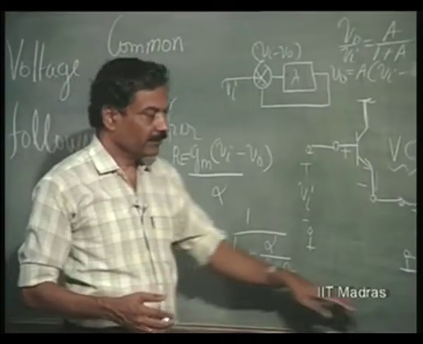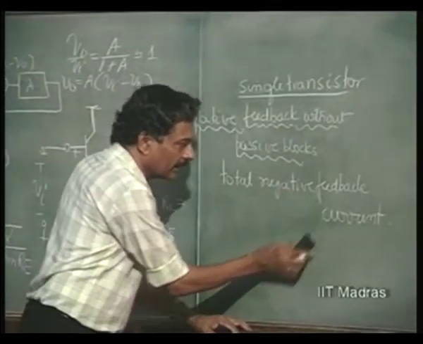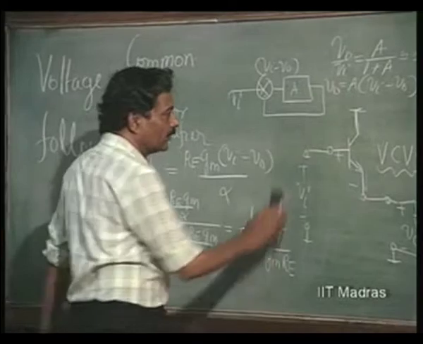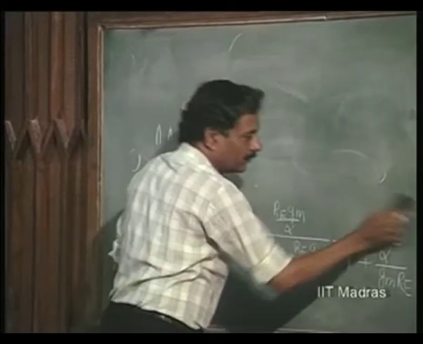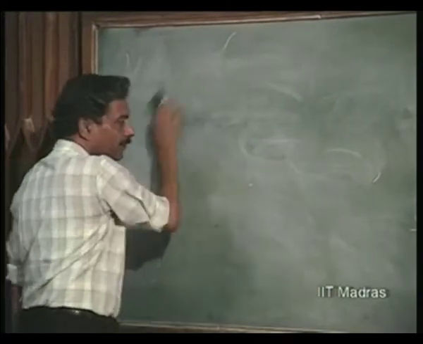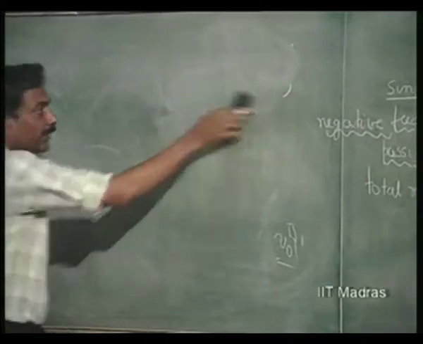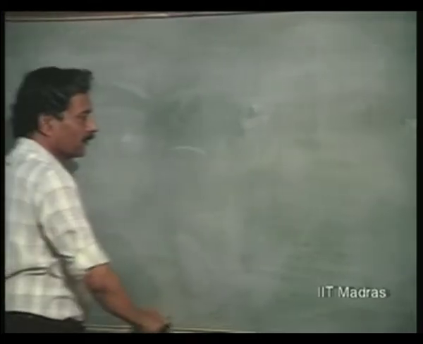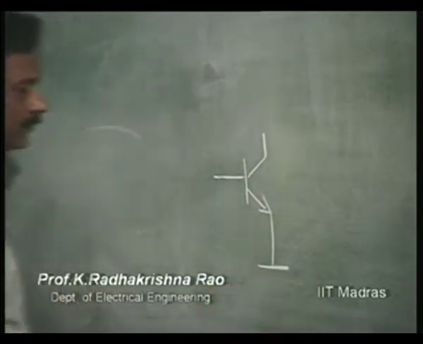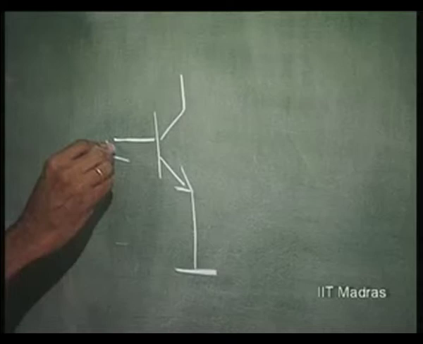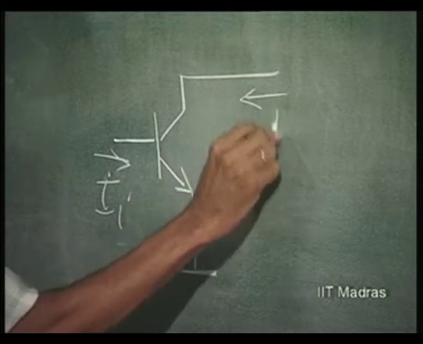Similar to this could be a situation of total negative feedback which is current feedback. That also we have to see. Let us now consider that. So, again if I give total current negative feedback, the current gain has to become close to 1, like voltage gain becoming close to 1. Let us consider this amplifier of ours. This is the input current, this is the output current.